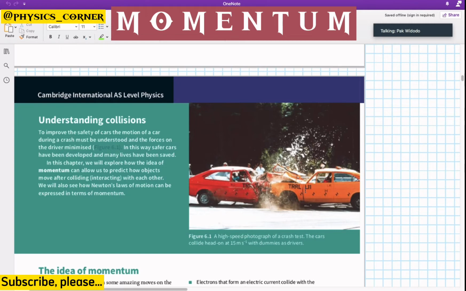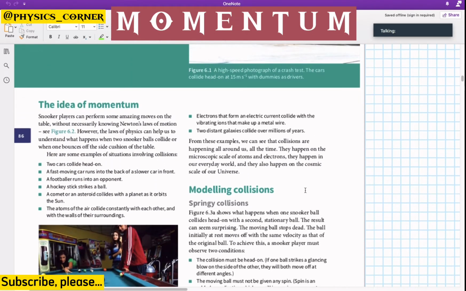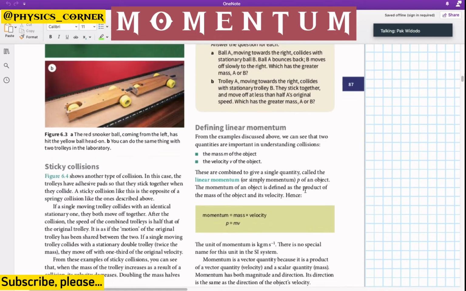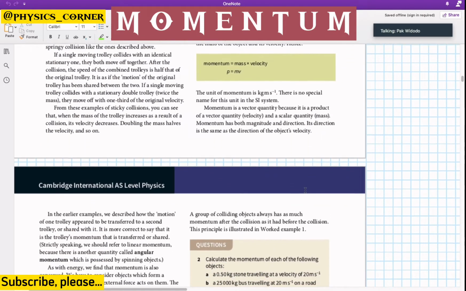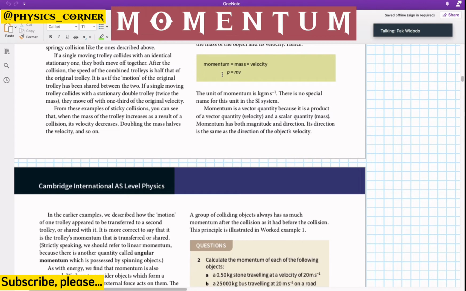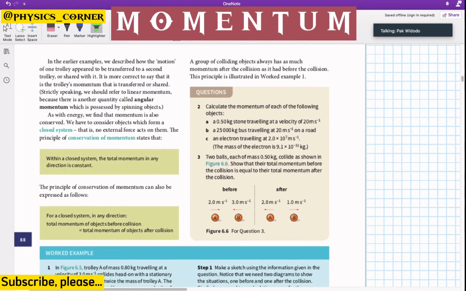This is some of the continuation of momentum, further types or further applications or cases in momentum. Maybe a little bit fast. This is the theory, or the formula of momentum. The momentum is mass times velocity. This is the basic one. So if we have a question like this one.